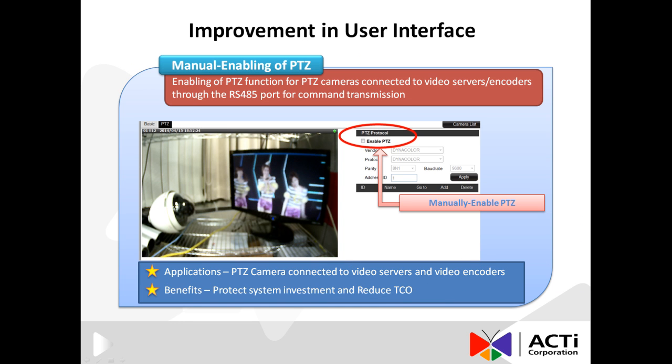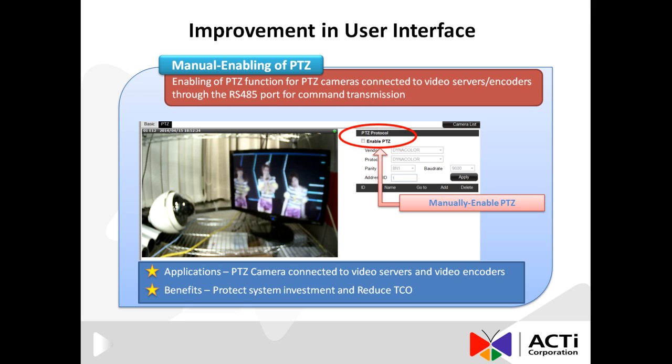With the ENR version 4.01.07, the PTZ function can now be manually enabled. This function is particularly important when a video server or video encoder is connected to the ENR. Since the video server or encoder may or may not report the camera type to the ENR correctly, this function gives the users the option to enable the PTZ function manually.